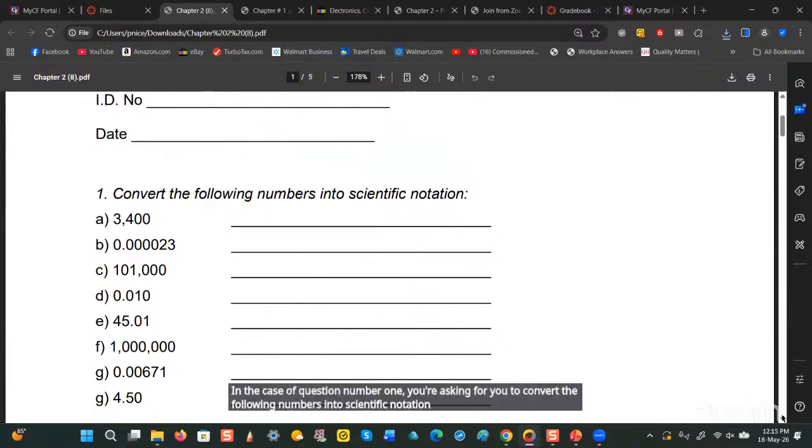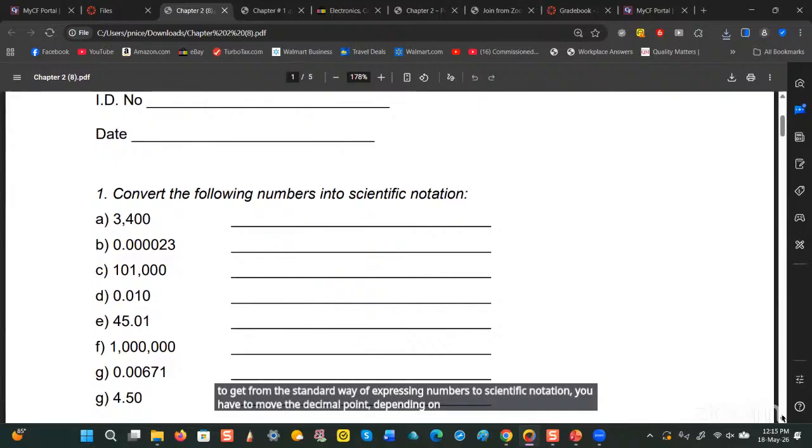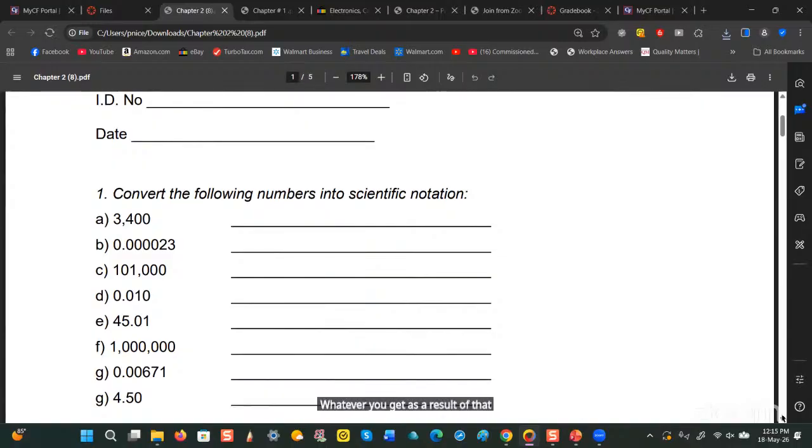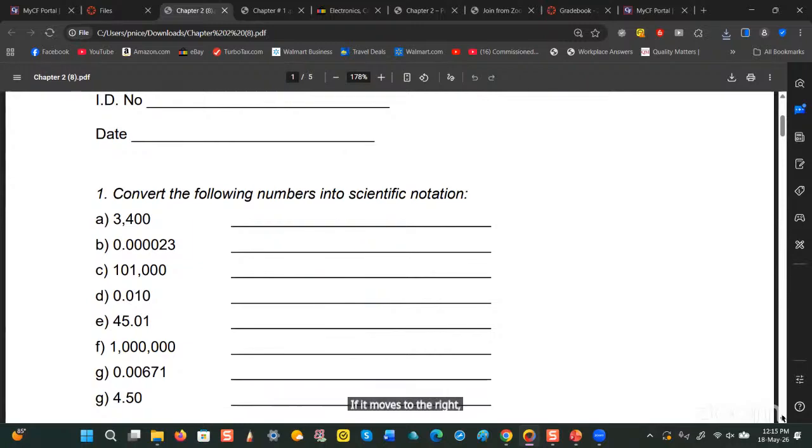So if you remember, to get from the standard way of expressing numbers to scientific notation, you have to move the decimal point, depending on the number, either to the left or right, such that the decimal point is right next to the first non-zero digit, right? And then you multiply by 10 to the number of places that the decimal point jumps. If it goes to the left, then the exponent to which 10 is raised would be positive. If it moves to the right, then it's going to be negative.